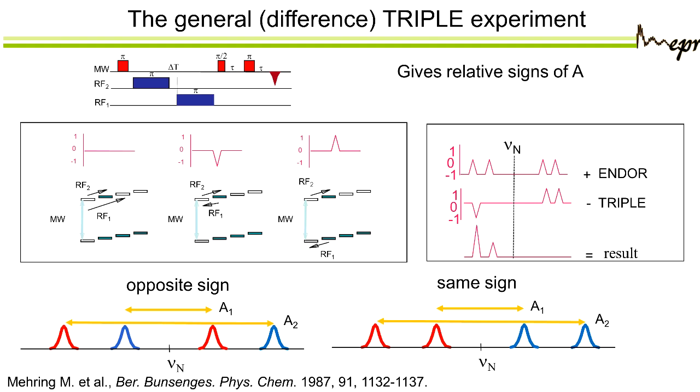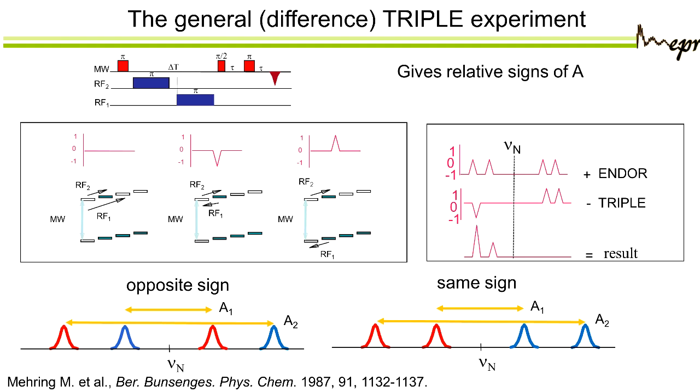So if we have two protons, we have a doublet of doublets. We have two doublets, and in red I show the alpha, and in blue the beta. If they are of opposite sign, they will appear on different sides of the Larmor frequency, and if they are the same, they appear like this. So by doing this experiment, I can tell, and sometimes it's important for electronic structure.